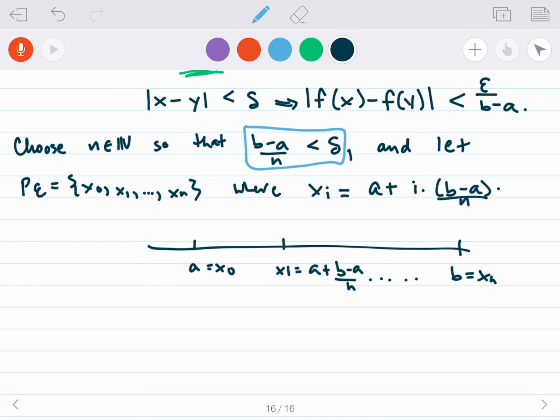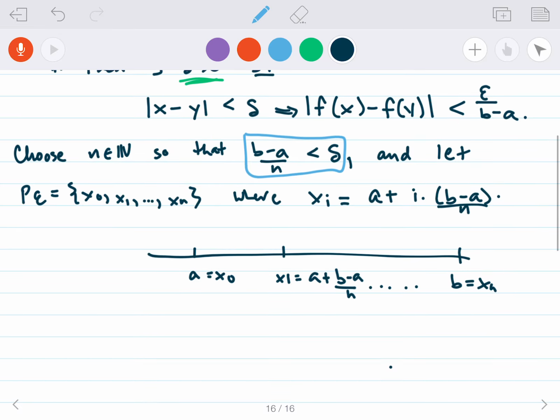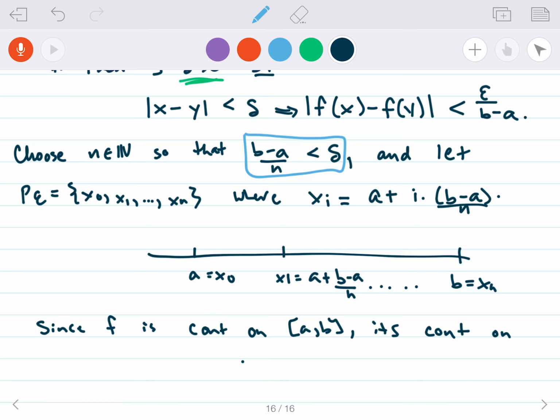Okay, so now we know that f is continuous on a to b, hence it's continuous on each subinterval of a to b. Okay, so let's write that down. Since f is continuous on [a, b], it's continuous on each subinterval.